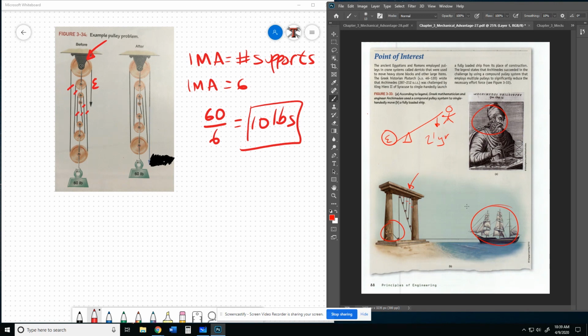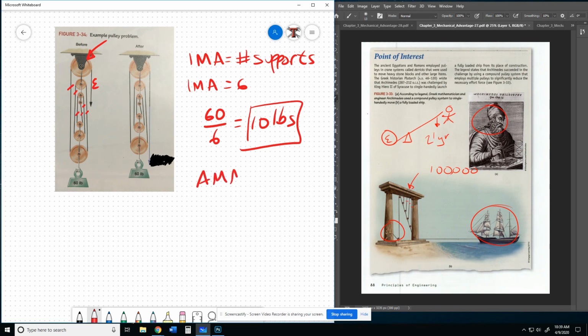If you think that a ship like this maybe weighs 100,000 pounds, and a single person can only pull about a couple hundred pounds, you just divide that out and figure out what his IMA would have to be. But regardless, this is what we have ideally. Now, what about the actual?